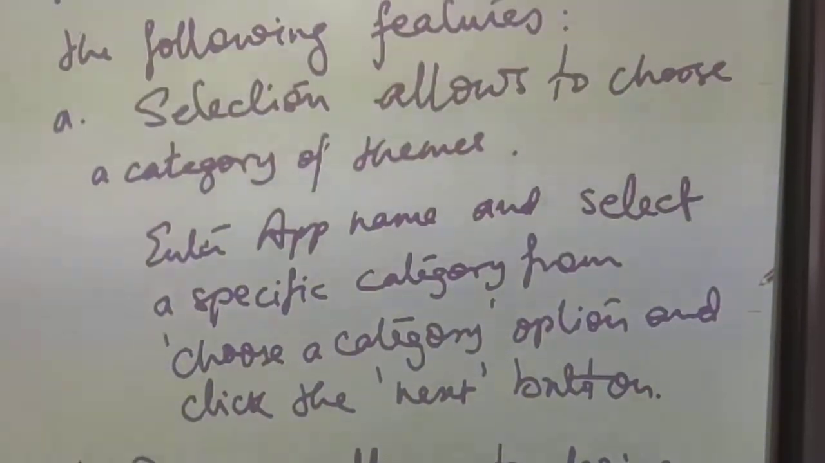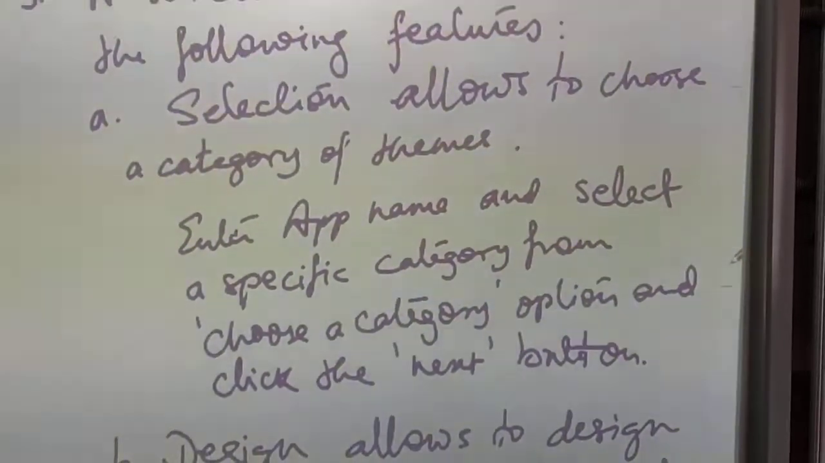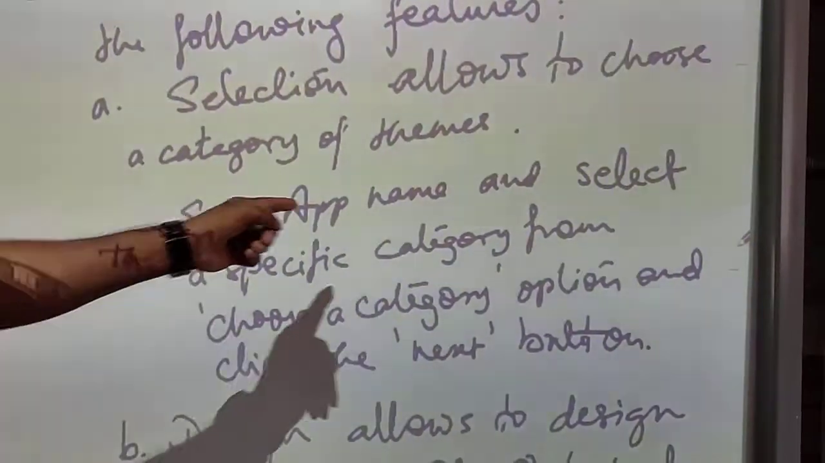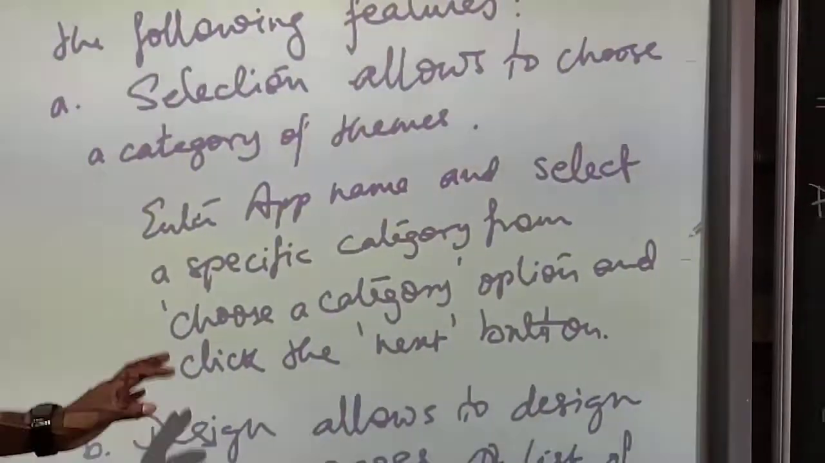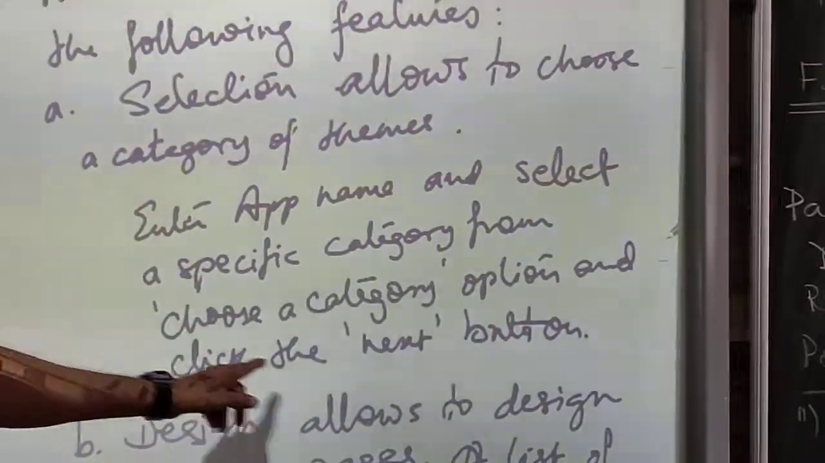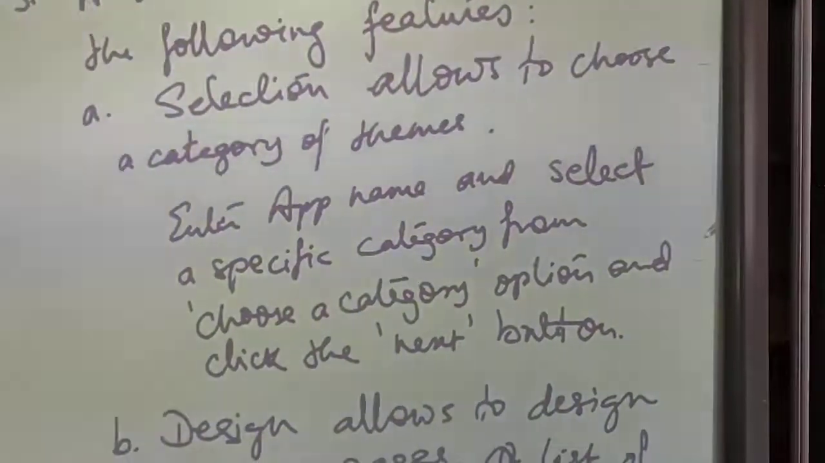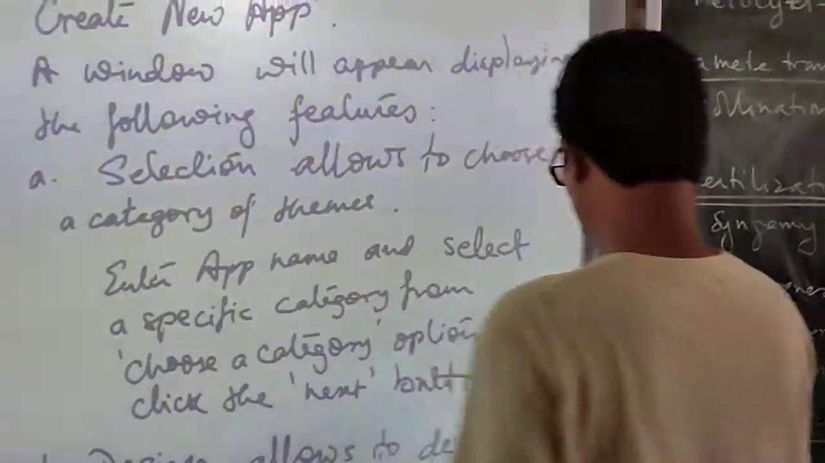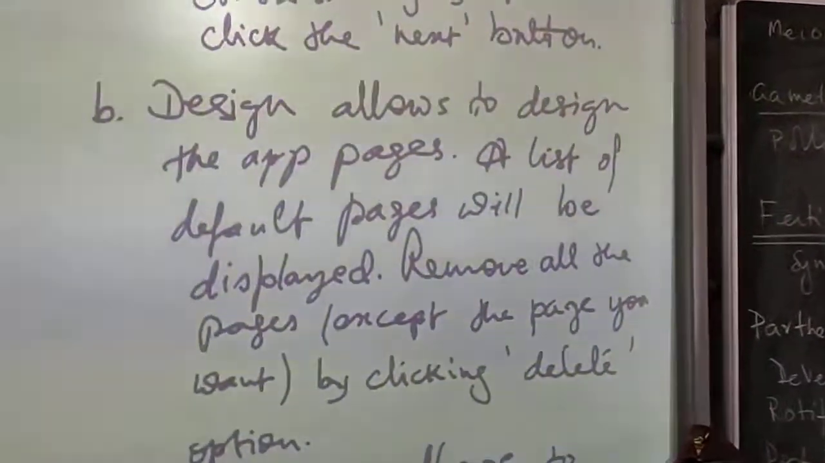Say, for example, you want to create an app for school attendance. You write the name of the app, that is attendance, and then select a specific category from the choose a category option and click the next button. Then after clicking the next button, we move on to the next one, that is the design.